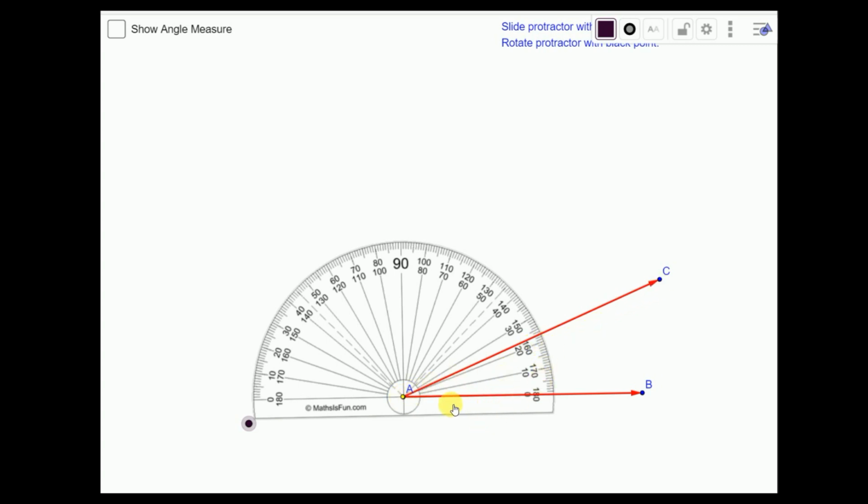So let's count 0, 10, 20, until we reach this dash. After the 20, I count 1, 2, 3 dashes. So this angle measures exactly 23 degrees and it's an acute angle.